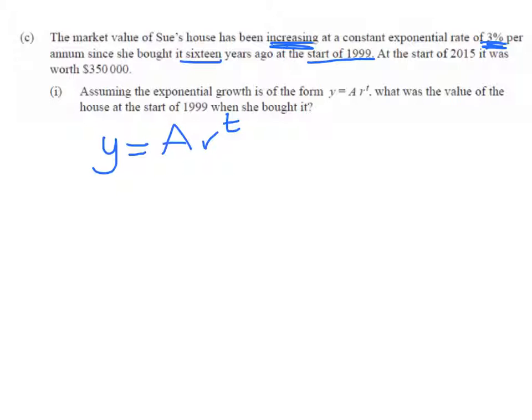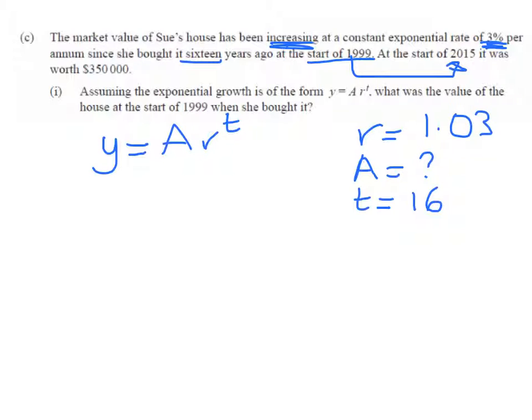Let's think about what we know. Well, R is going to equal 1 plus 3%. And we don't know the initial value. That's what we're trying to find out. We know that when t is equal to 16, right? So from the start of 1999 to 2015 is 16. We know that the value was $350,000.